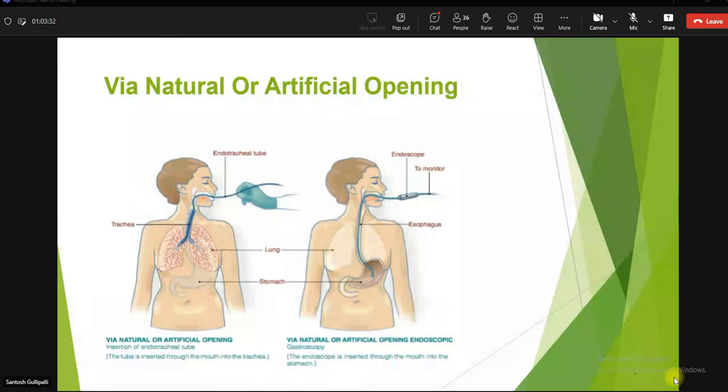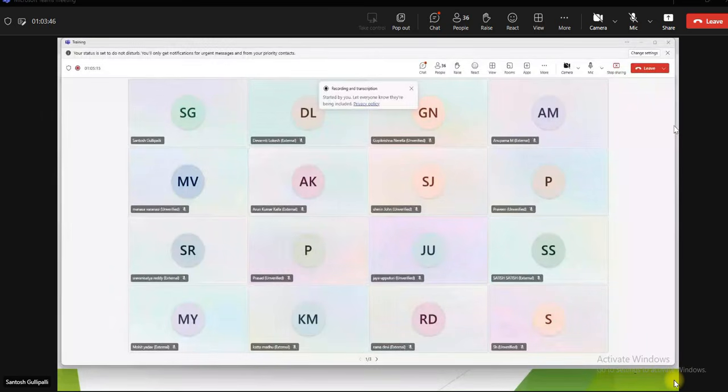So yes, tomorrow we will complete device and qualifier values. That is just 5 to 10 minutes.